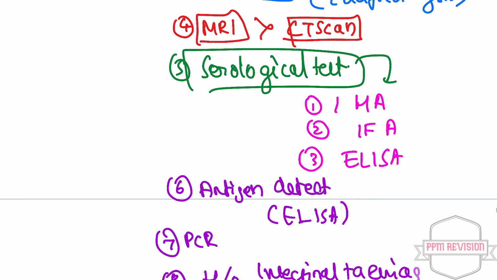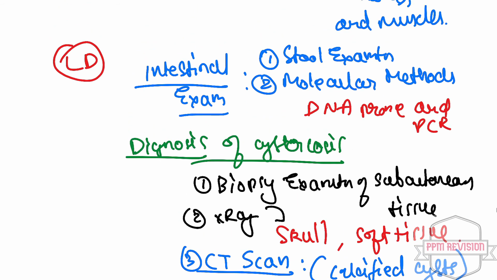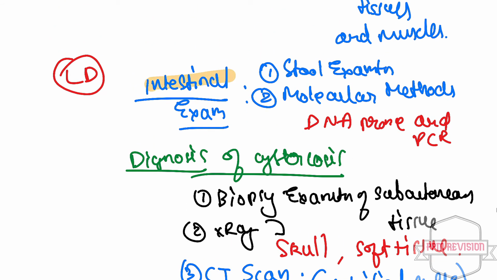So let me recap. Looking at the stage of the intestinal amoebiasis, teniasis. In such a case, intestinal teniasis, what we do is firstly stool examination. Next, we can do molecular methods, which include DNA probe and PCR.